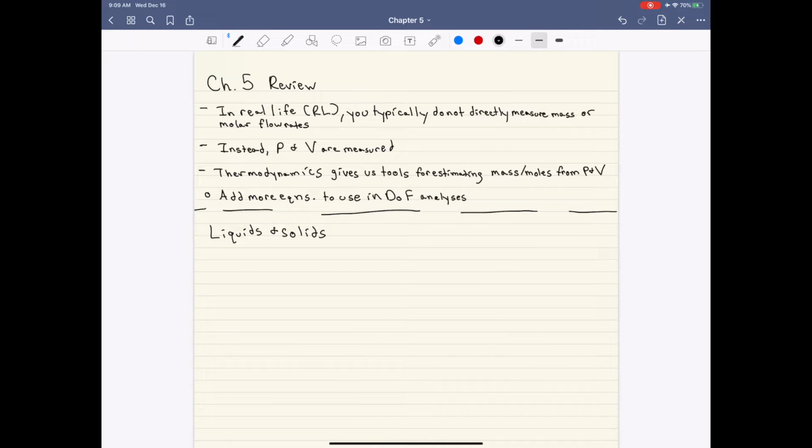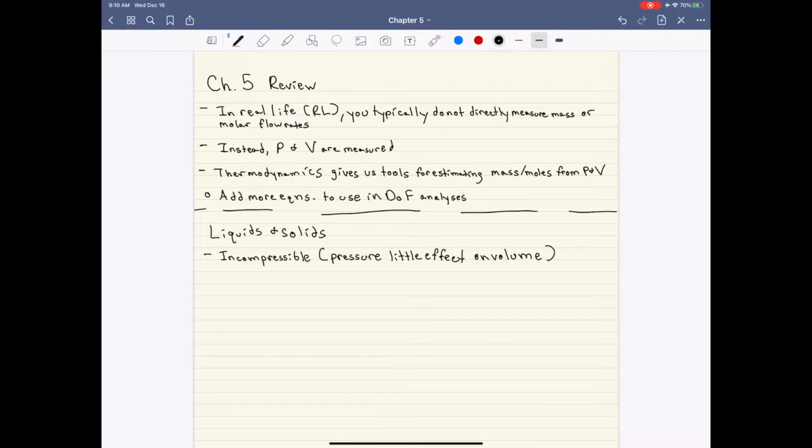Now, whenever we're dealing with liquids and solids, one of the main assumptions that we typically use is the assumption of incompressibility. And so what that means is that for a system, if we assume it's incompressible, that means that pressure is going to have little effect on the volume. Alright? So that's all the assumption of incompressibility means. And we're actually going to use it quite a bit in this course.